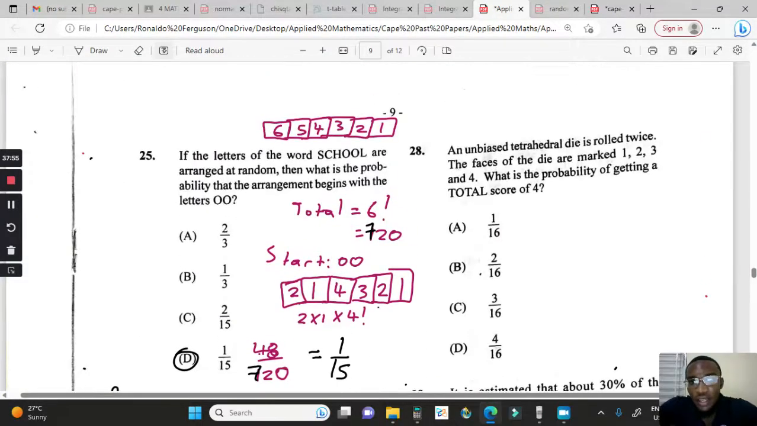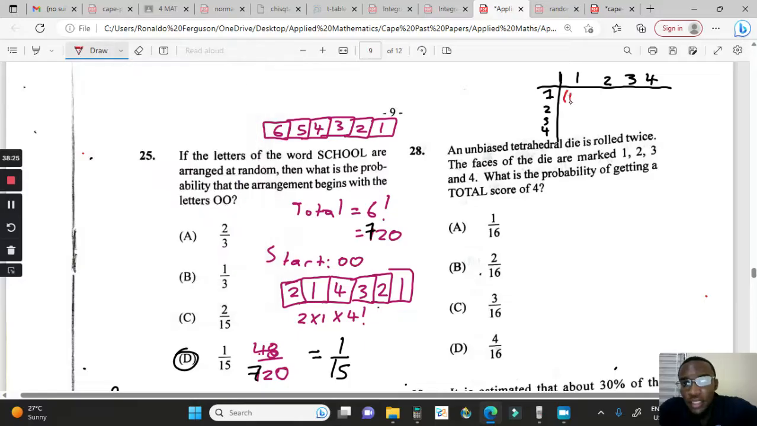Now it says an unbiased tetrahedral die is rolled twice. Tetrahedral means there are only 4 sides. What's the probability of getting a total score of 4? Now, I know it's embarrassing, but I like to use a sample space when I'm doing this. It's ridiculous, but 1, 2, 3, 4 and 1, 2, 3, 4. It just feels easier for me.